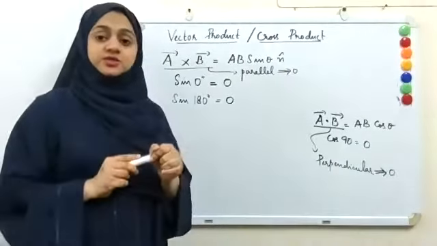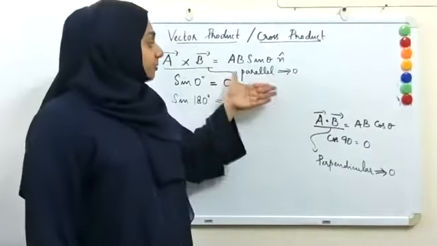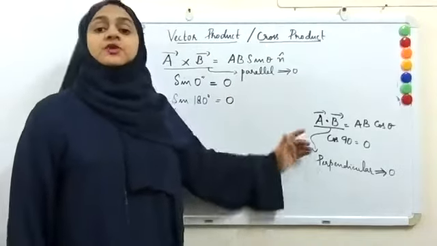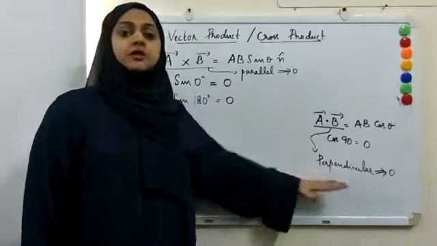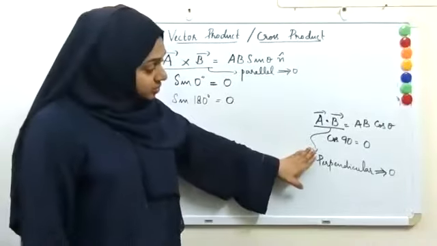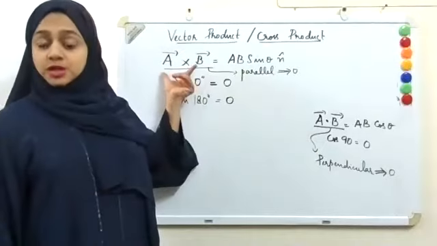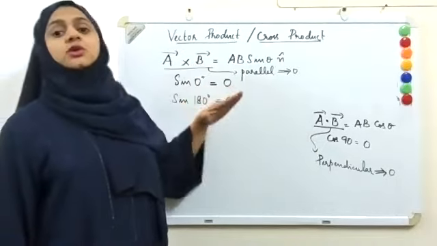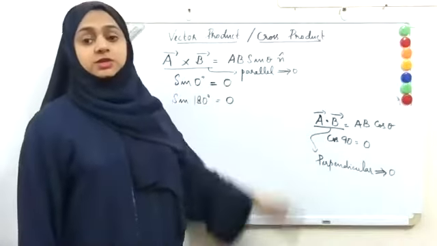So if you are asked to find whether two vectors are either parallel or perpendicular, first you go for A dot B. If it is 0, they are perpendicular to each other. If it is not equal to 0, try with A cross B. If it is equal to 0, then they are parallel to each other.